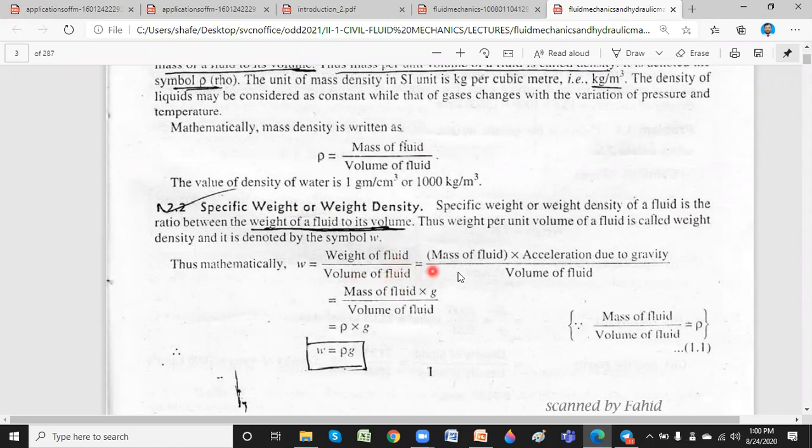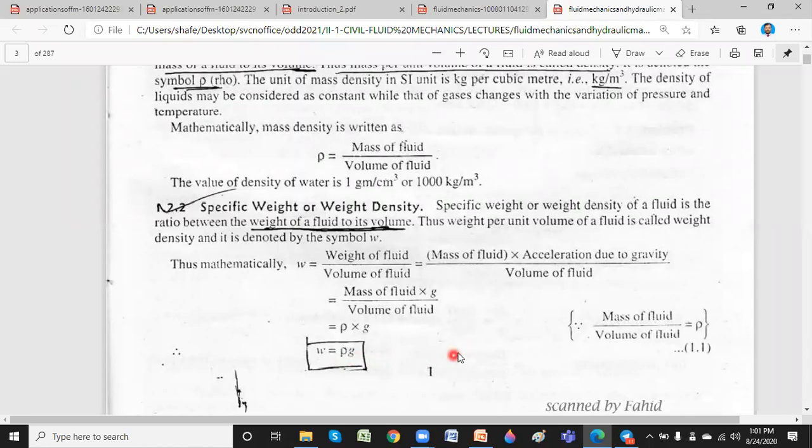Now what is the weight of the fluid? You have a mass, and if you multiply by g, where g is the acceleration due to gravity, so mg, that is the mass of the fluid times the acceleration due to gravity. That is called specific weight, or weight density. Just see the units here. It's mass of the fluid times g divided by volume. But mass by volume is rho, and small w denotes the specific weight. So specific weight equals density times g, the acceleration due to gravity.